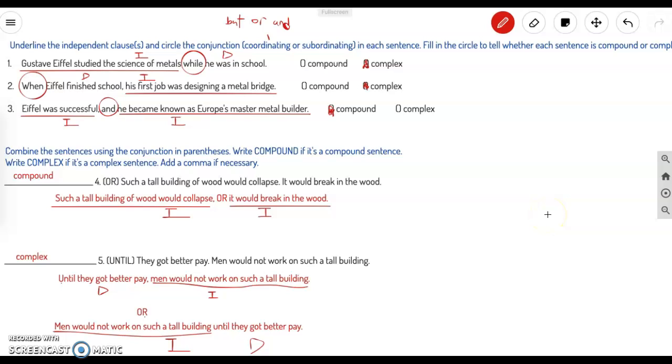All right, go ahead and try the independent practice on your own. If you have questions, contact me.